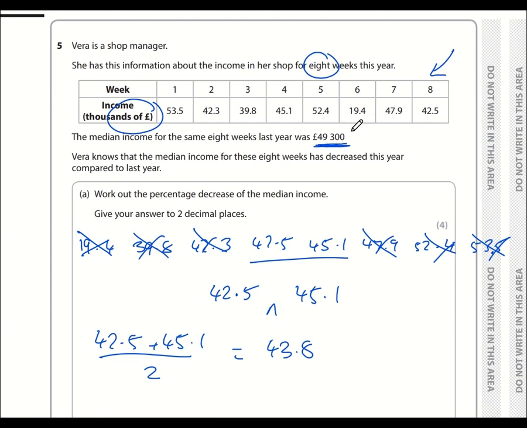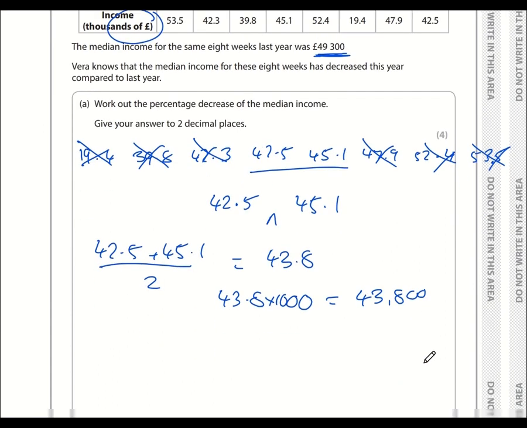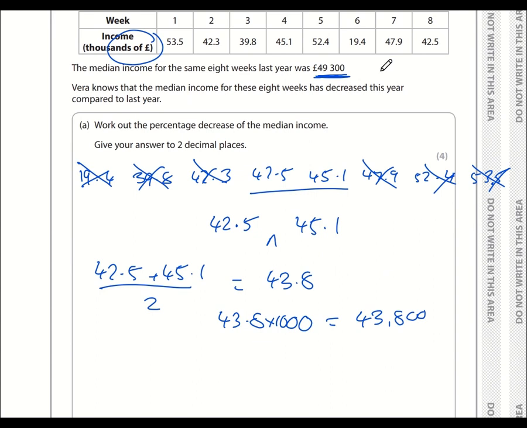Now notice that these are in thousands of pounds, so if we want to have a number that resembles the figure for last year, I'm just going to multiply this number by 1,000, and 43.8 multiplied by 1,000 is 43,800. So we can see it has fallen from 49,300 to 43,800. Now what is that as a percentage decrease?